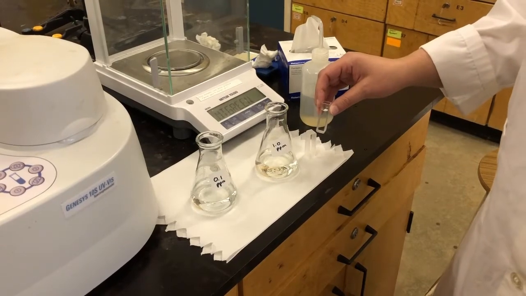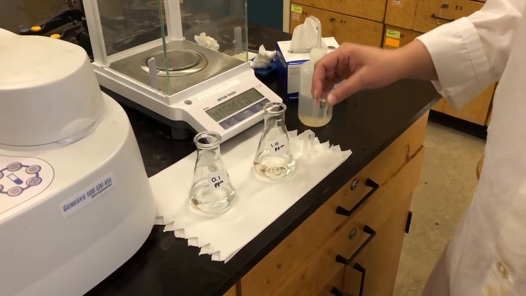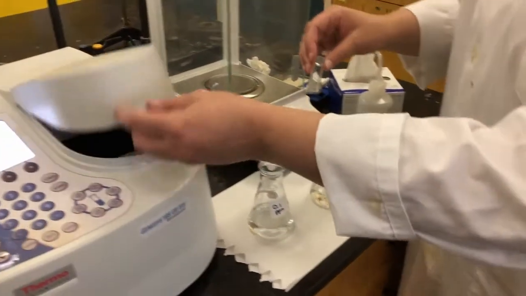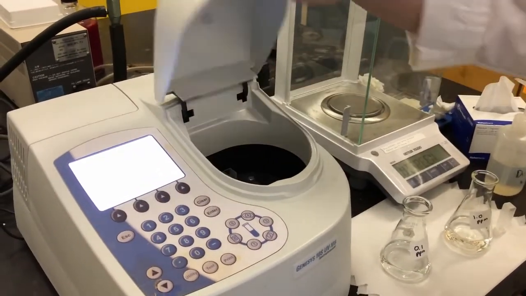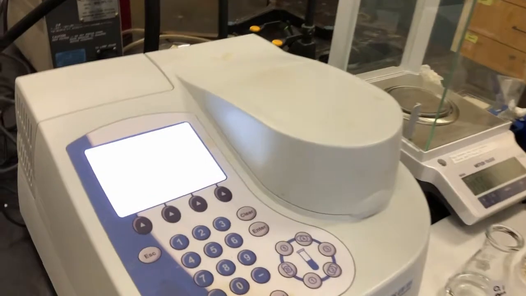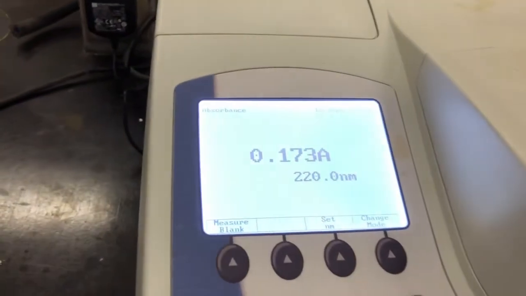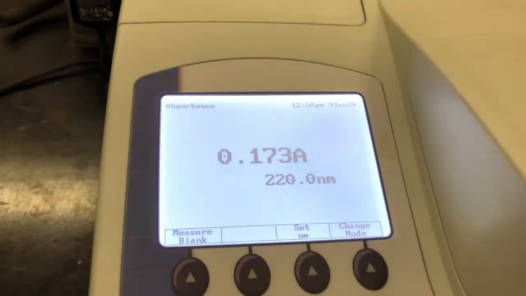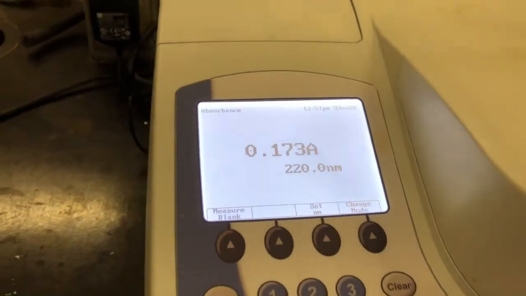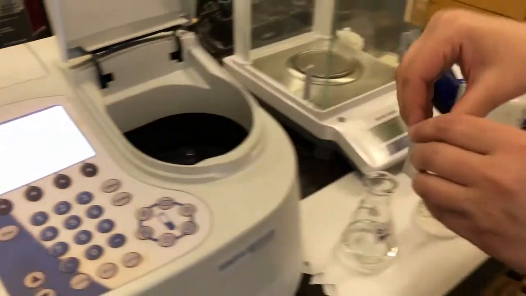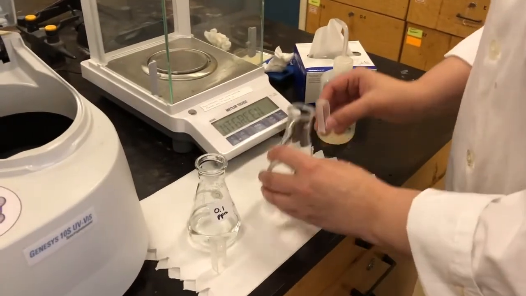Okay, so I've changed the wavelength to 220 nanometers. Now I have my 0.1 ppm ready to go. I'll put that one in and measure the absorbance. So we see a much larger value than we got at the 275, right? So that's expected. So that's our 0.1 ppm. And now we'll do the 1 ppm.